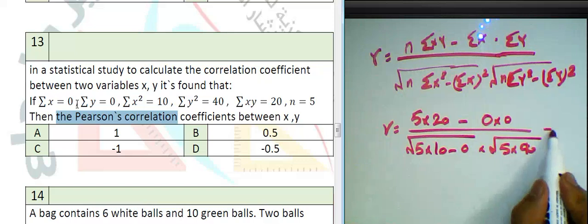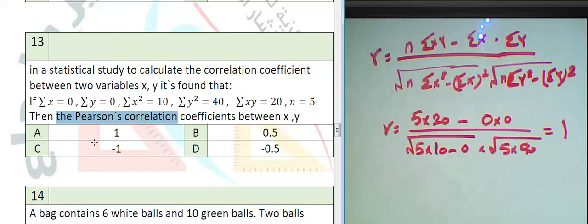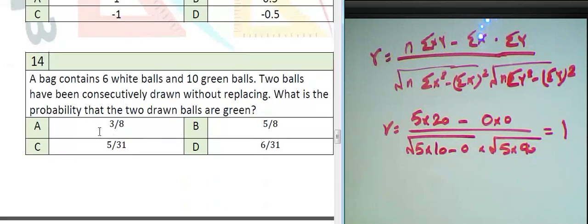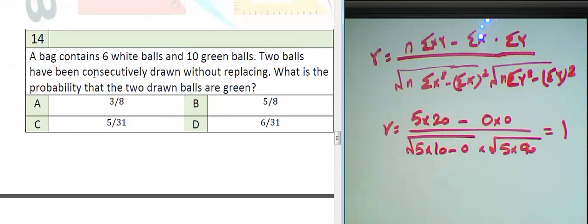The result will be equal 1. Choose letter A. Question 14. A bag contains 6 white balls and 10 green balls. 2 balls have been consecutively drawn without replacing. What is the probability that the drawn balls are green? He tells us without replacing.